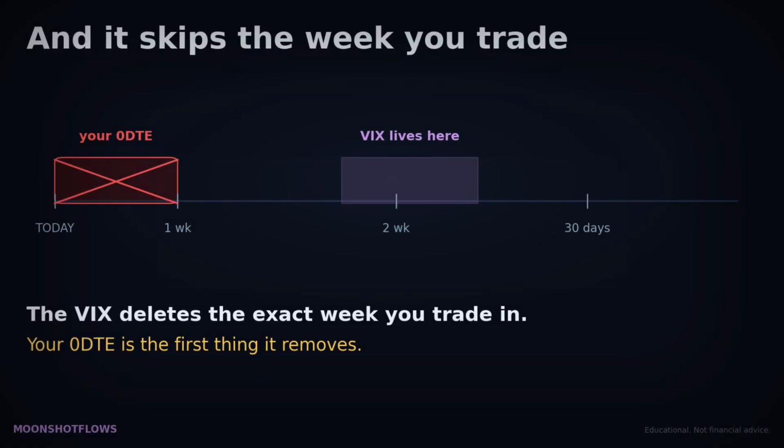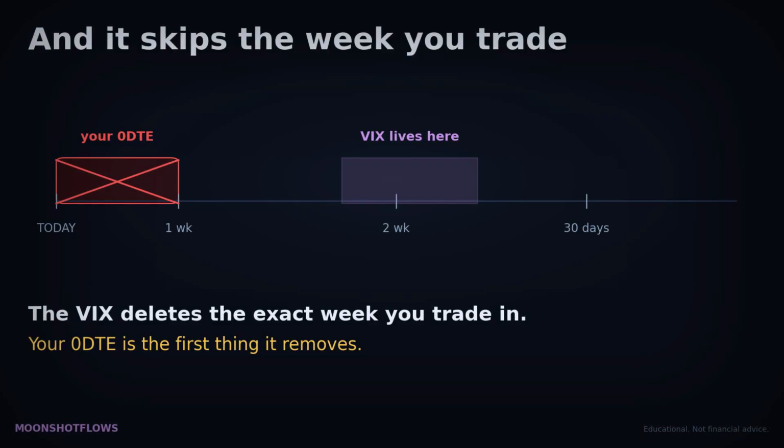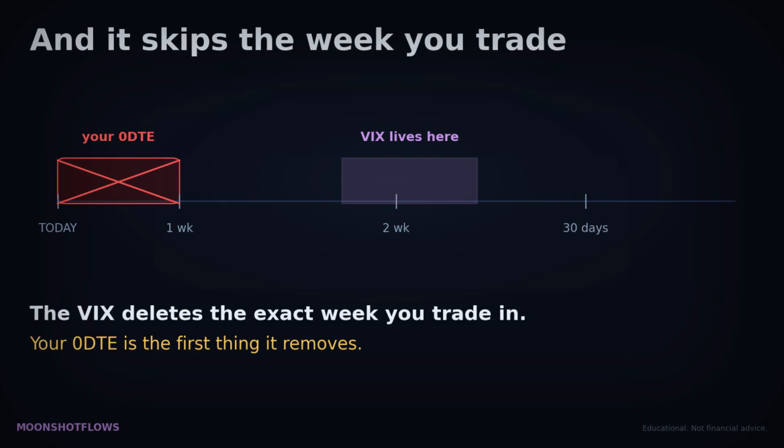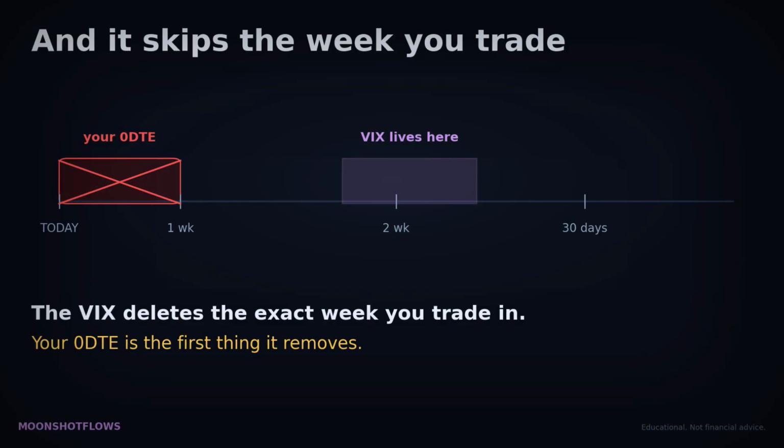Then it does one more thing. It stretches that number to a clean 30 days. And to do that, it has to throw out the front week. On purpose. The near dated options. The ones expiring in the next few days. It leaves them out. They are too jumpy. Read that last part again. The VIX deletes the exact week you trade in. Your 0 DTE is the very first thing it removes.